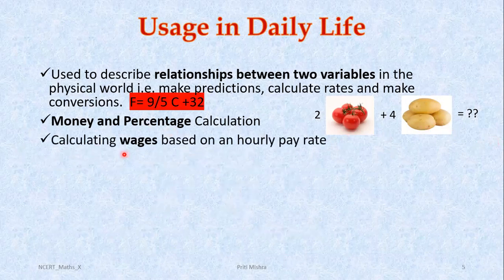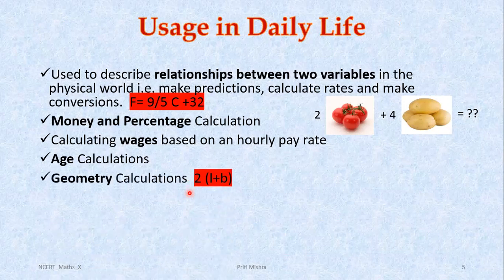Then in calculating wages based on an hourly pay rate. If someone is working on an hourly basis, then how many hours in a week or in a month he is working and how much amount he should get, it can be calculated with the help of these equations. Then age related calculations we can have on the basis of these equations. If we have some information of the age of any person with respect to the age of any other person, we can calculate his or her present age with the help of these equations.